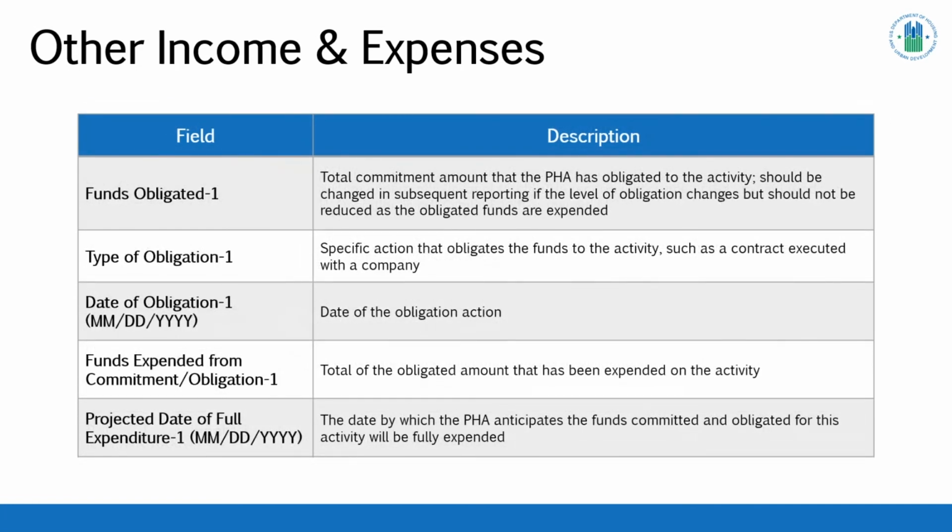Funds obligated is when the Housing Authority has money under contract to be used. So committed, we're saying this is what we want to use the money for. Obligated, we have these funds under contract to be spent. The type of obligation, we explain it. The date of the obligation action, the total of the obligated amount that has been expended on the activity, and the projected full expenditure of the obligation.